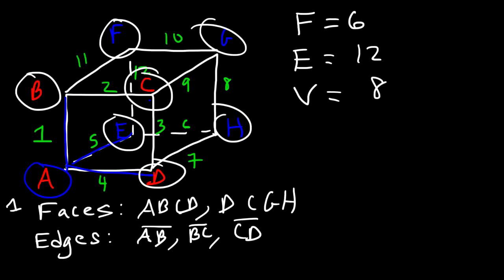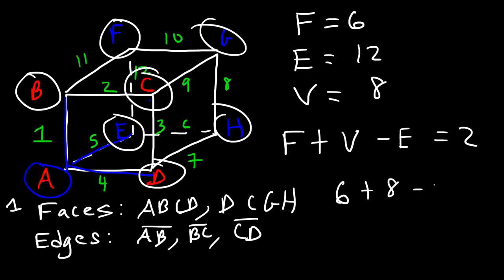Now, Euler's formula tells us that the sum of the faces and the vertices minus the number of edges is equal to 2. So in this case, we have 6 faces, 8 vertices, and 12 edges. 6 plus 8 is 14. 14 minus 12 does equal 2. And so this is in harmony with Euler's formula for figures like these that are just made up of faces.